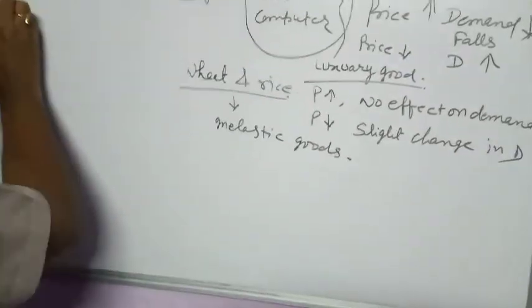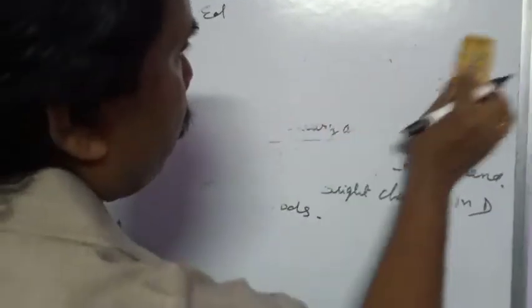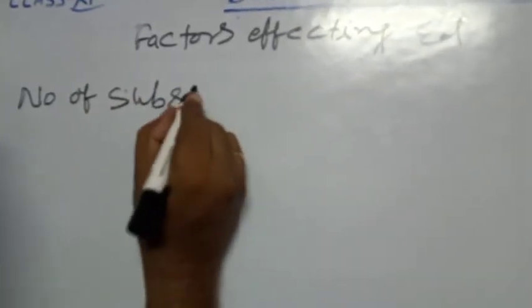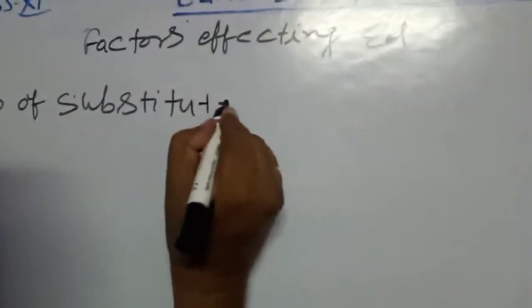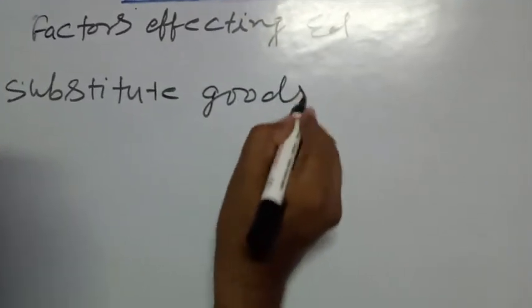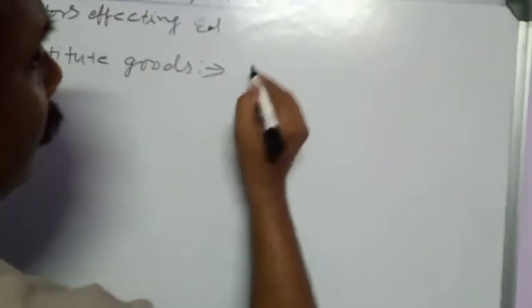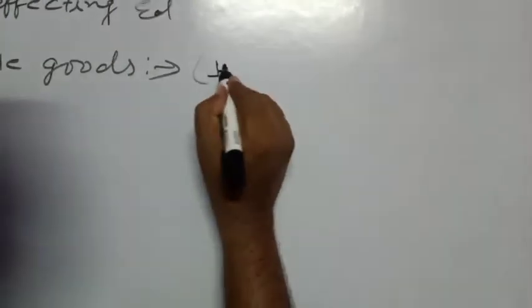Okay, now come to the next point. I think that is the number of substitute goods. If more goods are available, meaning availability of goods also, we can say. If more substitute goods are available, then what will happen? It will be highly elastic.